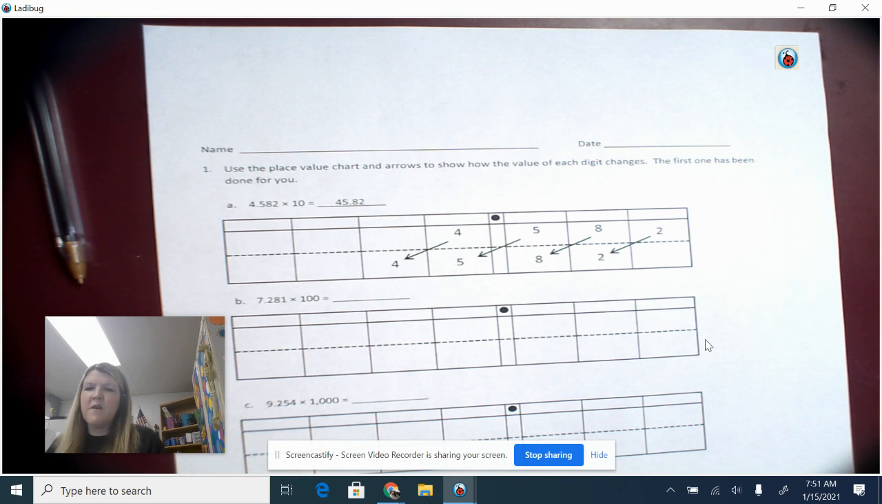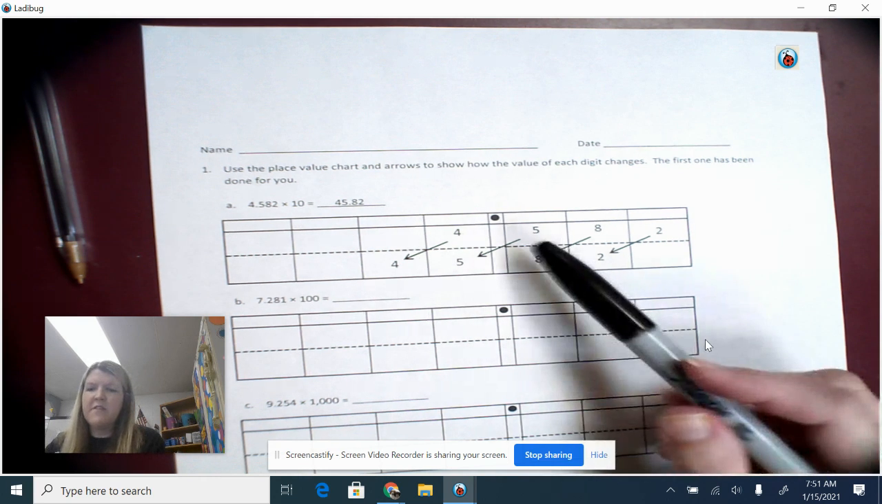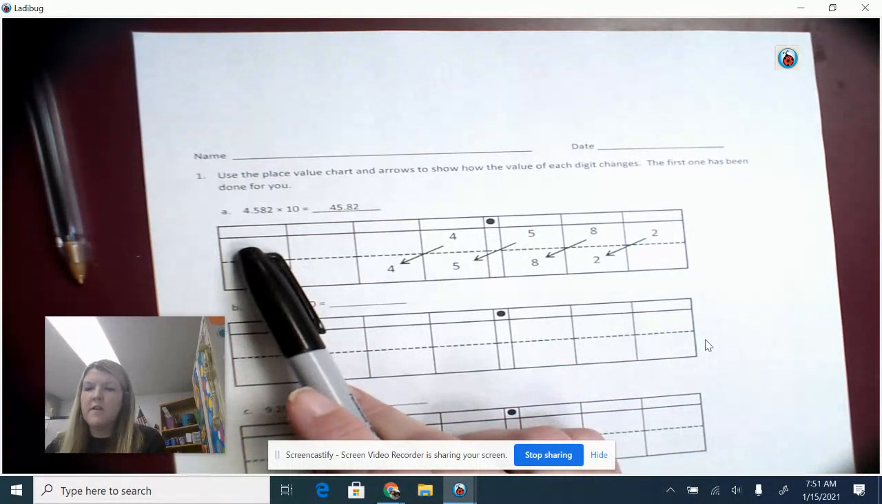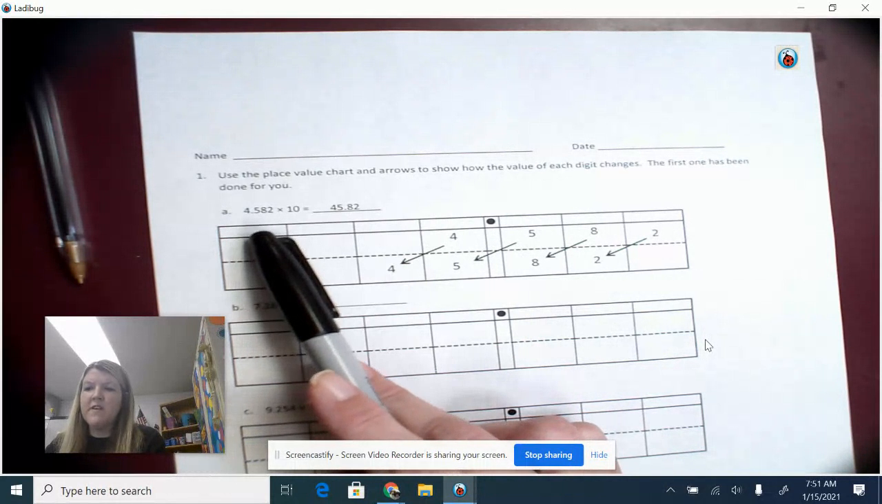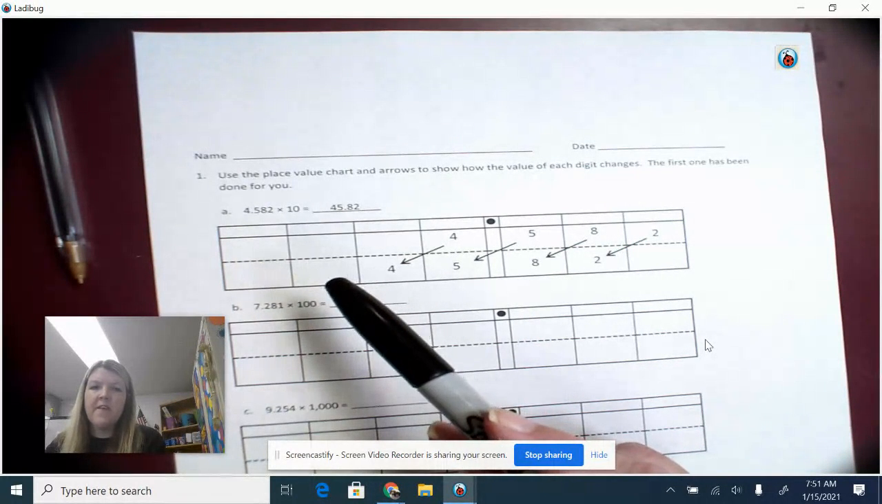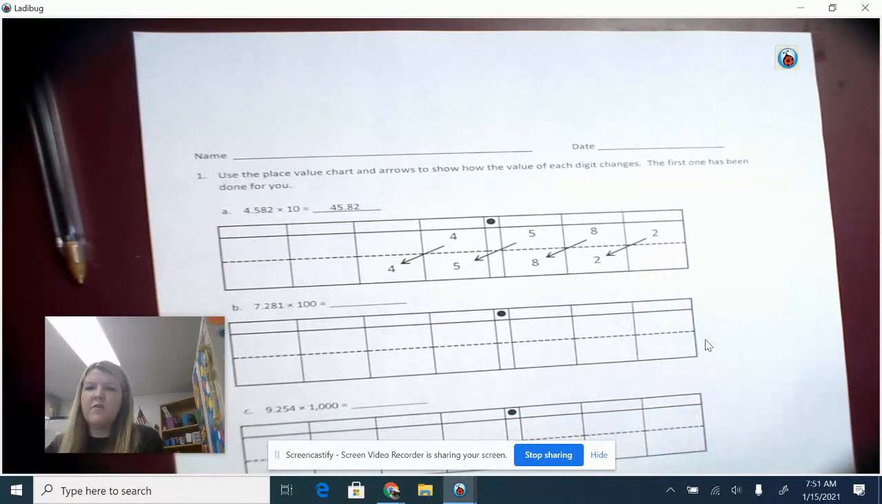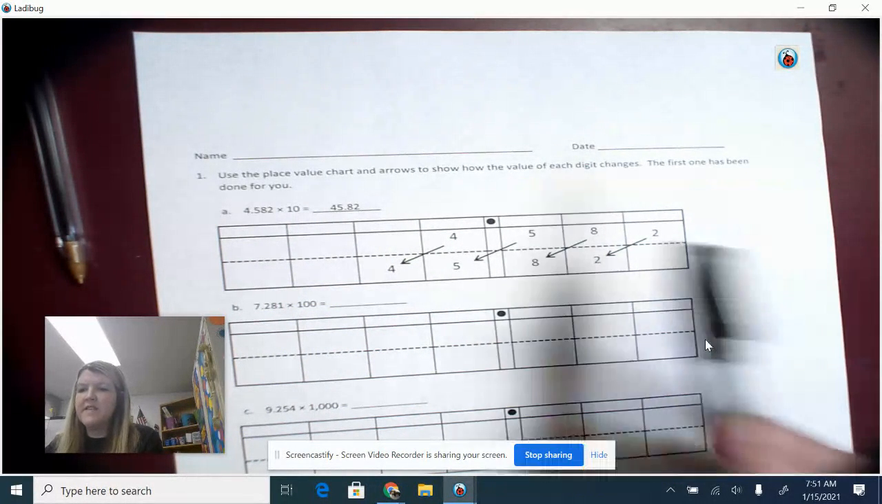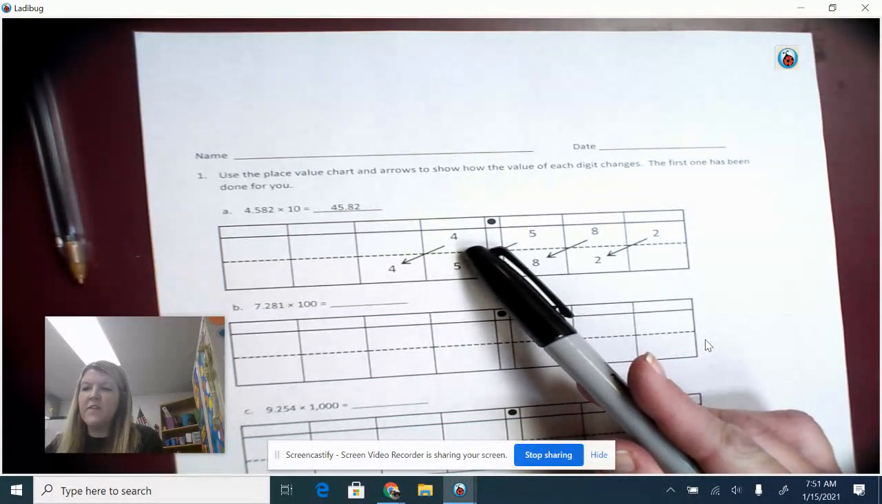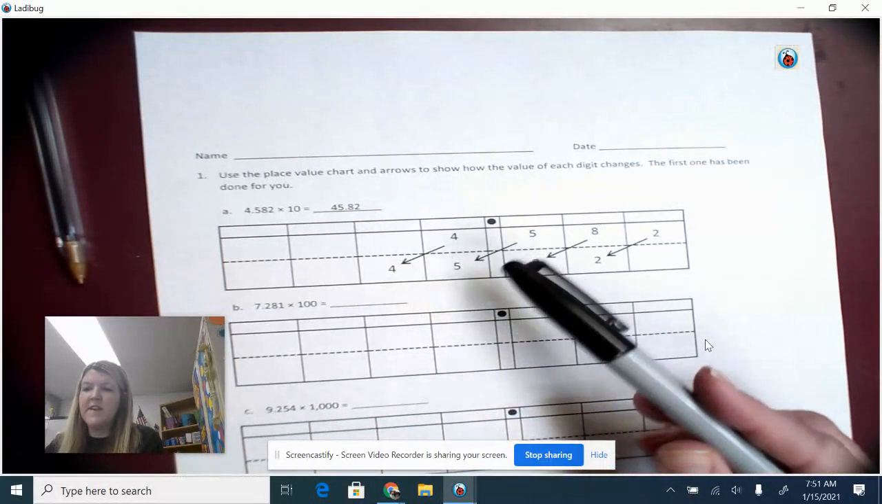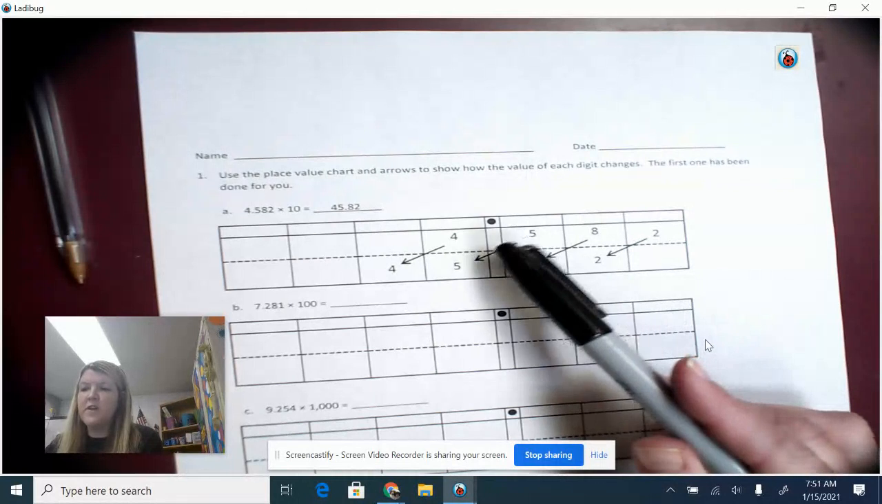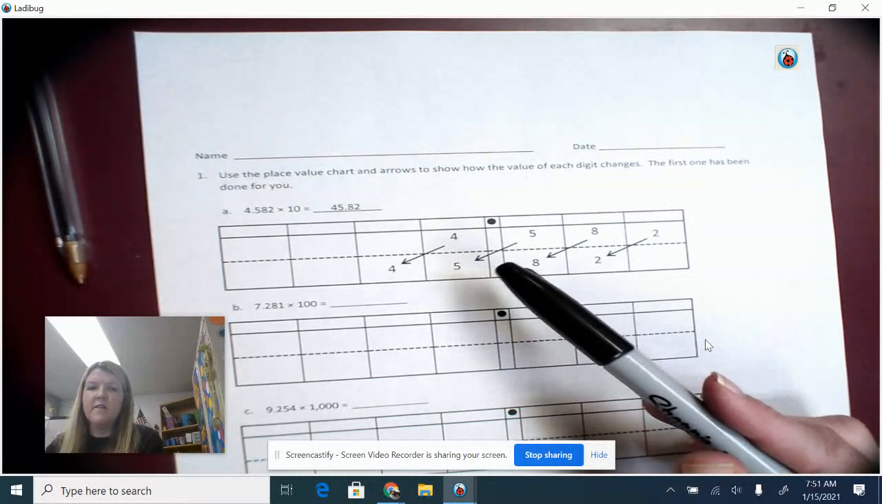All right, we're going to do a couple more problems with multiplying and dividing with powers of 10. So you can see there's an example that's already been done for you. 4 and 582 thousandths times 10, and they've placed the number on the place value chart like we've been doing. And because it is times 10, the digits shift to the left one place, making it 10 times bigger. So each digit is 10 times greater.